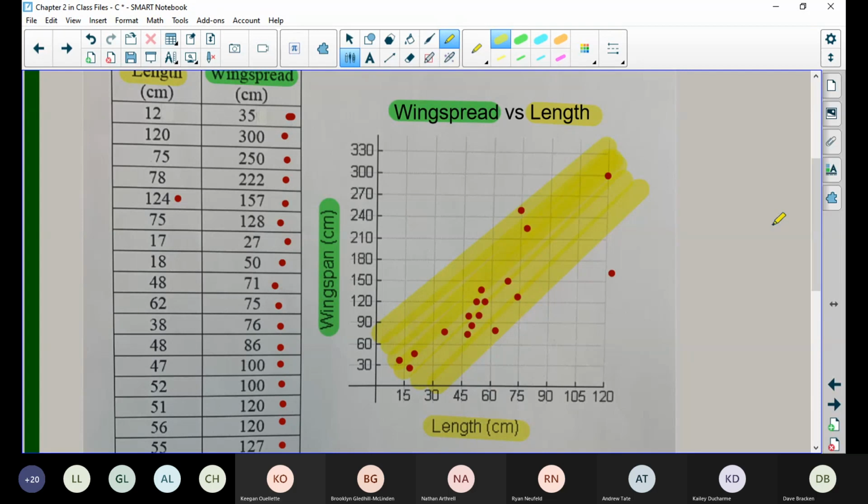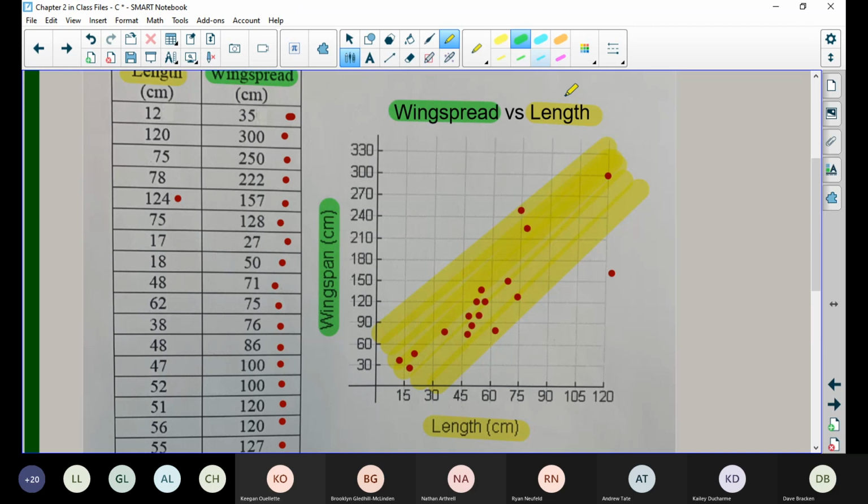Right there. That's a pretty good pattern. They do go up to the right, and it does make sense because the bigger the bird, wouldn't you think the bigger the wingspan? As the bird gets bigger and bigger, wouldn't you think their wings would get bigger and bigger? I think that makes sense.